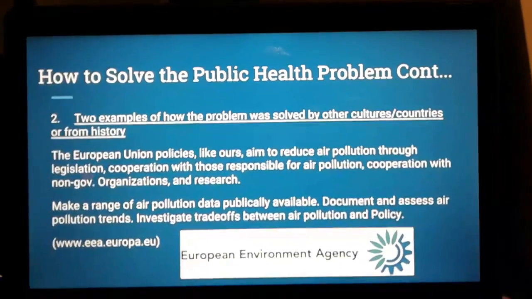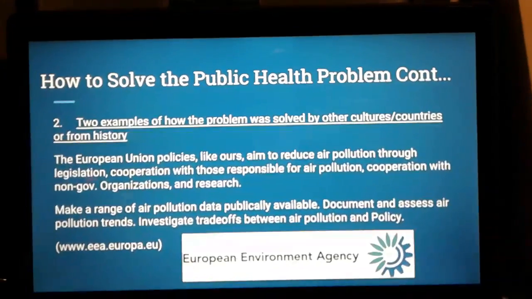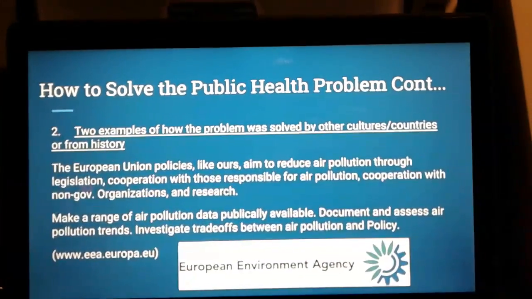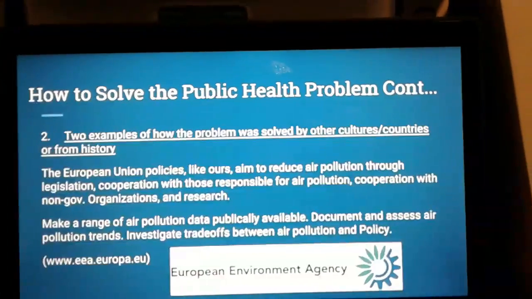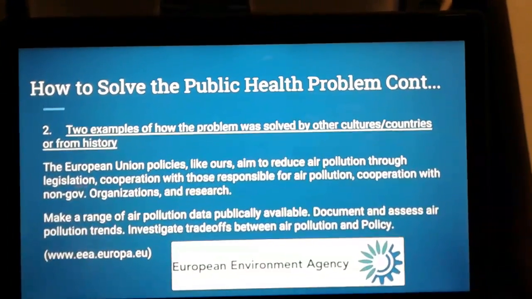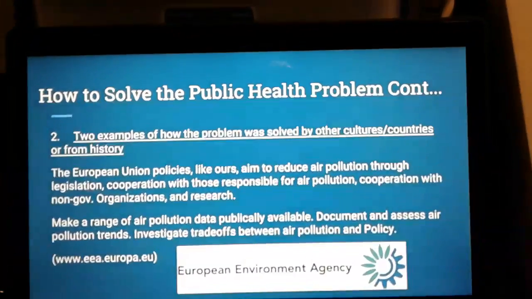They're in cooperation with non-government organizations and research. They make a range of air pollution data publicly available. They document and assess air pollution trends and investigate trade-offs between air pollution and policy to get political and economic benefits out of cleaning the air.